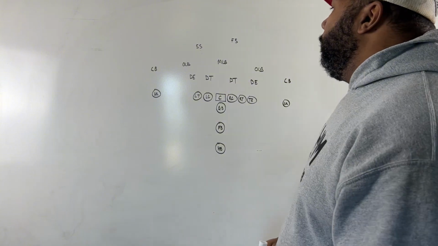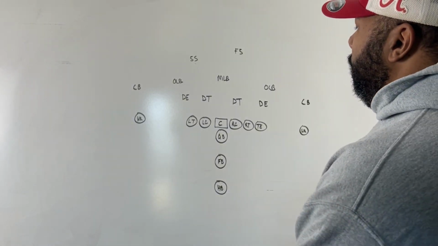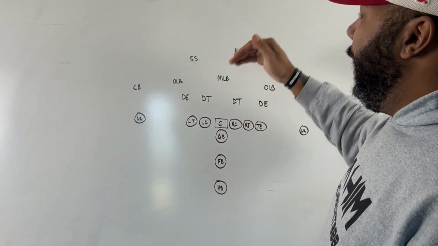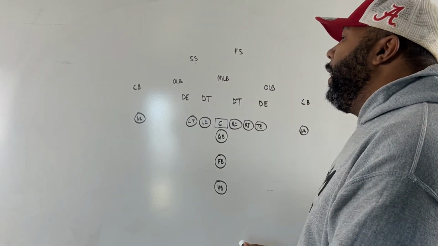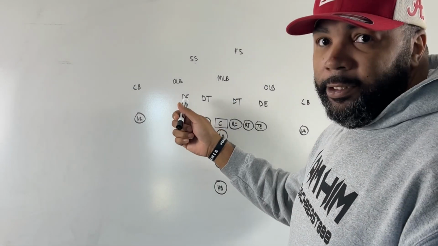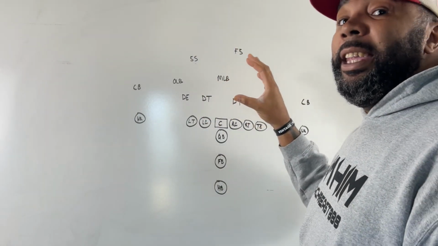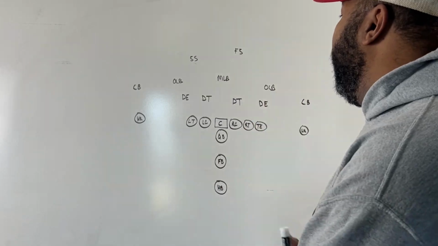So first and foremost, let's break down what you're looking at right here. With the circles, this is the offense, and with the letters, this is the defense. Sometimes the defense is shown as X's as opposed to letters. I'm doing the letters to make it a lot easier for you to understand and comprehend what's going on.